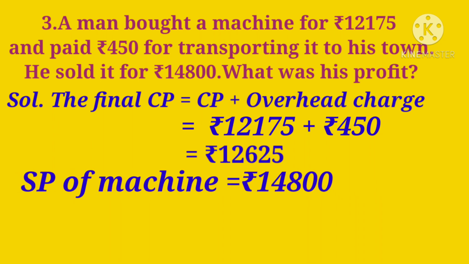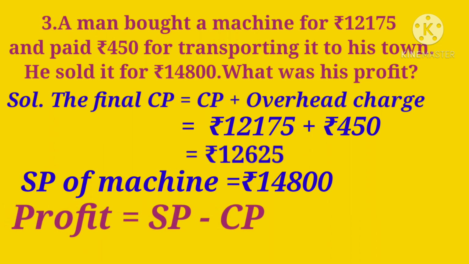And he sold it. So the selling price of the machine is given to be rupees 14,800. Since here SP is greater than CP, there is a profit. So the profit formula is SP minus CP. So we subtract rupees 14,800 minus rupees 12,625, that is equal to rupees 2,175. Thank you.